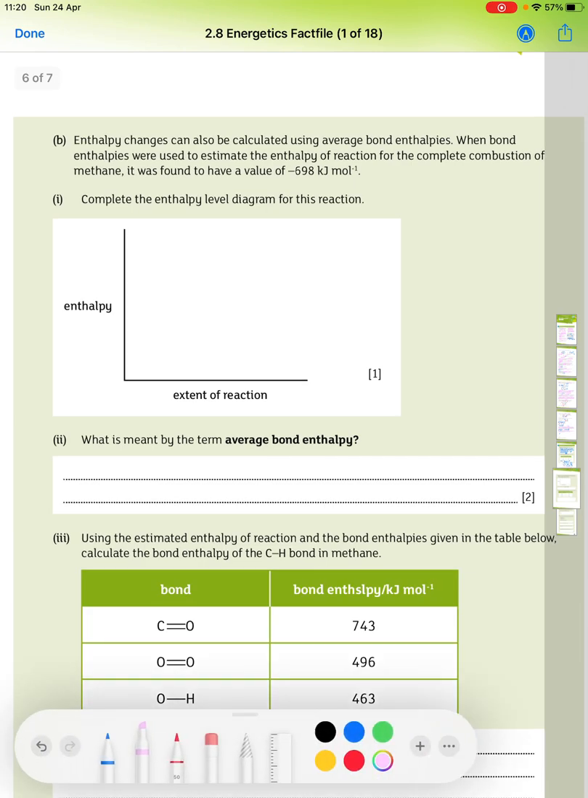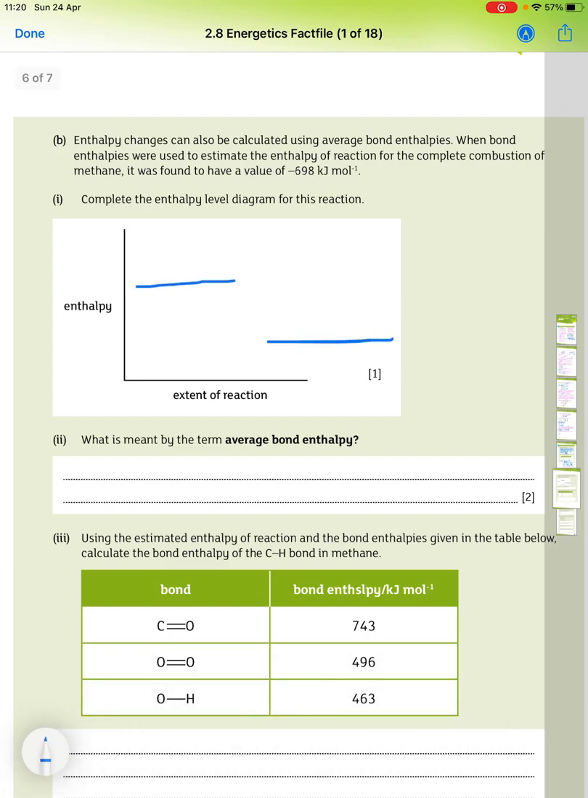So in B, the enthalpy changes can also be calculated using average bond enthalpies. When bond enthalpies were used to estimate the enthalpy of reaction for the combustion of methane, it was found to have a value of minus 698. So complete the enthalpy level diagram for this reaction. We're just looking for the two levels here drawn on, so reactants and products, and then a little pathway drawn like that.